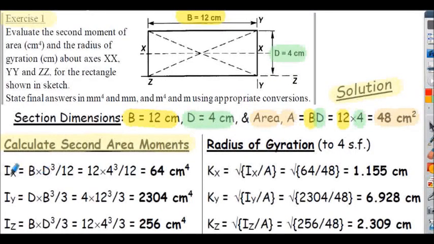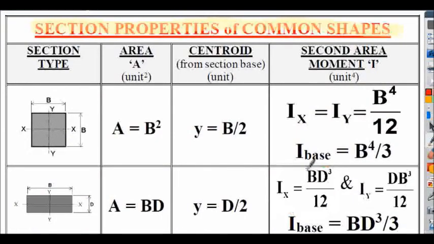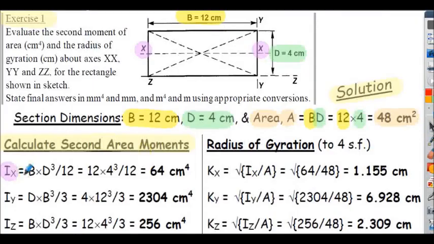So firstly, to calculate the I about the x-axis, that's actually the centroidal axis, we'll be referring to this formula here, BD cubed divided by 12, so I about the x-axis in this particular diagram. So simply inserting the values for B, D, which is cubed here, we can evaluate IX at 64 centimetres to the 4. I about the y-axis, that's shown here, and that's the base of the triangle.